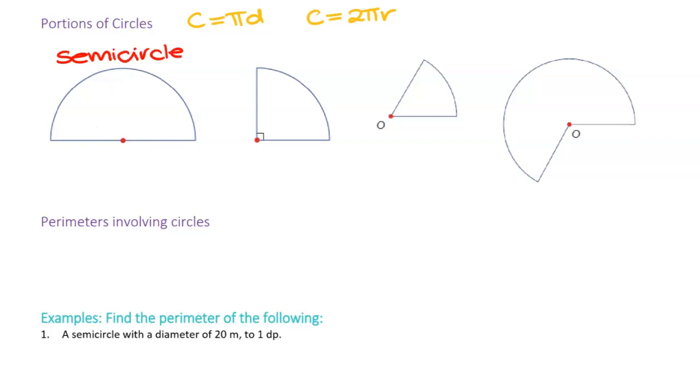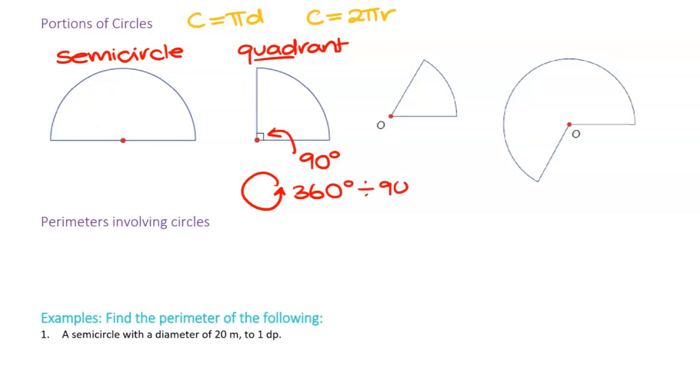If we have a quarter of a circle, the most concise way of saying that is actually a quadrant. And hopefully you recognize quad makes you think of 4. There are 4 quadrants in a circle. I know for sure this is a quadrant because it has a 90-degree angle here. And I know a full revolution has 360 degrees. And 360 divided by 90 gives us 4. So that's really handy to know.